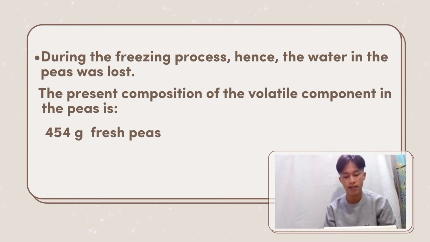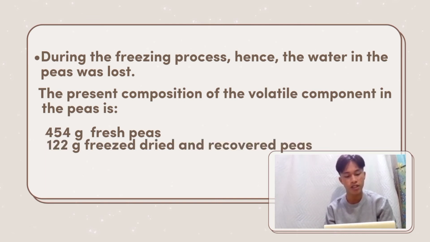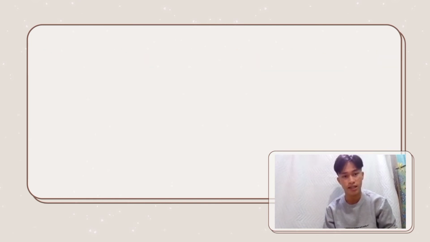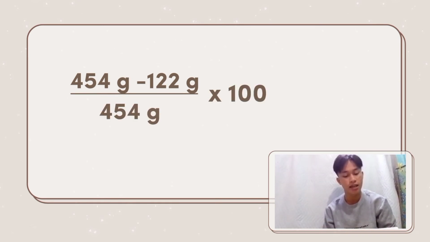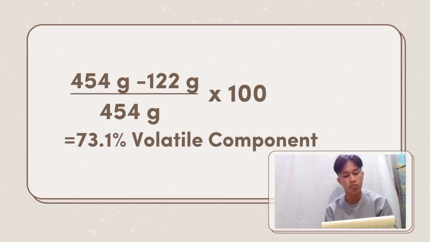So the grams given for the fresh peas is 454 grams, then the freeze-dried recovered peas is 122 grams. So we will calculate it. 454 grams minus 122 grams divided by 454 grams multiplied by 100 equals 73.1%. That is our volatile components.